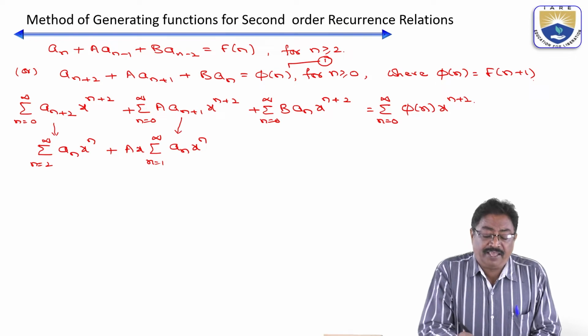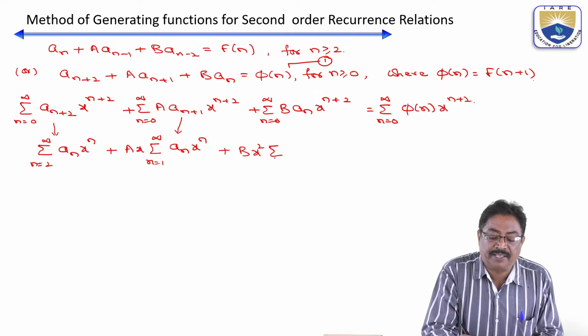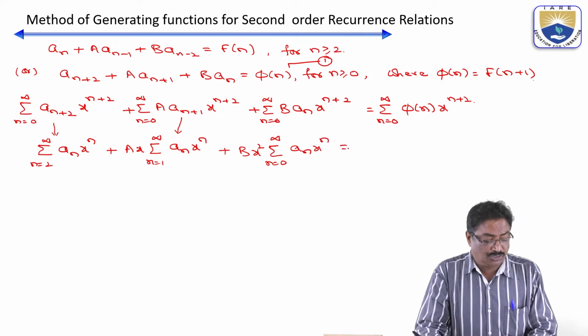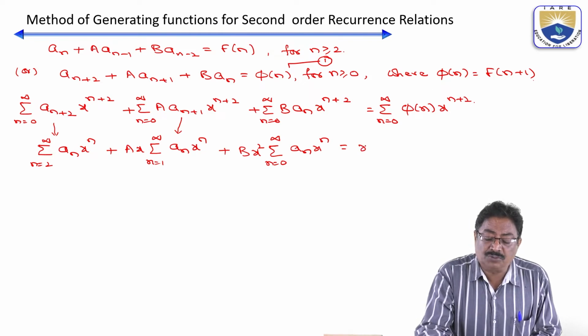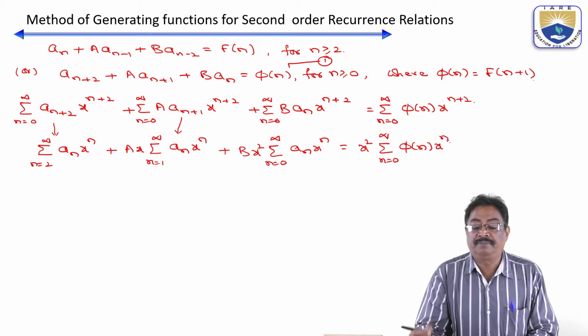Now the other one: b is a constant, take it outside, and x square also I am going to take outside. Then the summation n is equal to 0 to infinity of a_n x power n, which is equal to, once again taking x square outside, the summation n is equal to 0 to infinity of phi of n x power n.